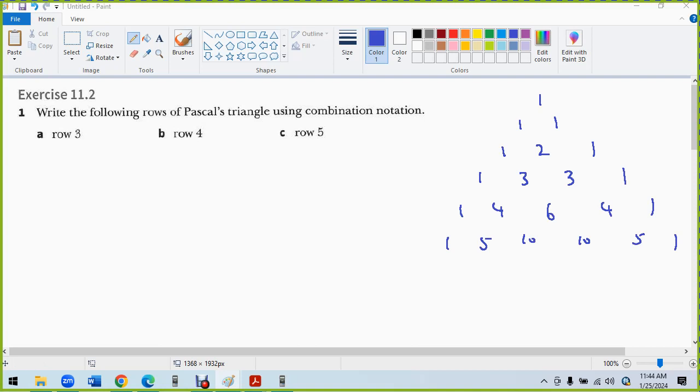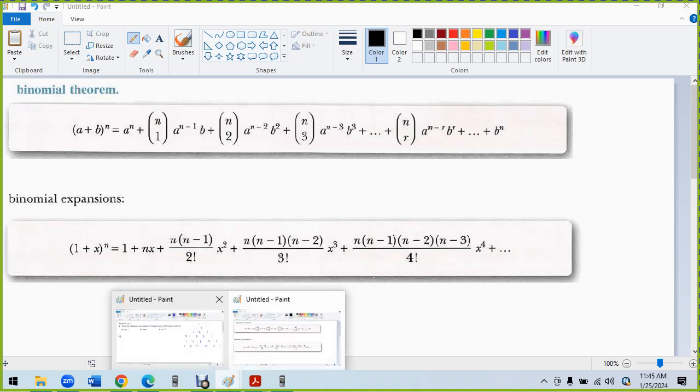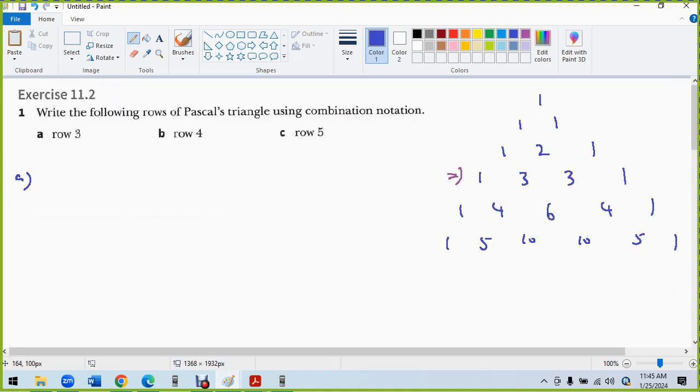So row number 3 is actually this. Okay, so for row number 3, the answer is 1, 3, 3, 1. But they want us to write it in combination notation. So for the combination notation, we know that this is nC0, nC1, nC2, nC3, nC4, something like that. So the n is 3. So for this one, n equals 3. So the first one is 3C0, 3C1, 3C2, and 3C3.